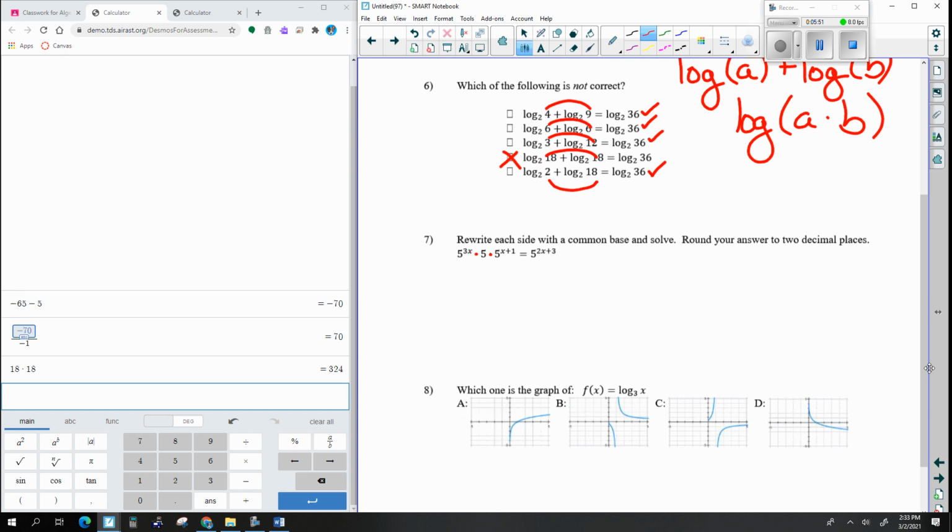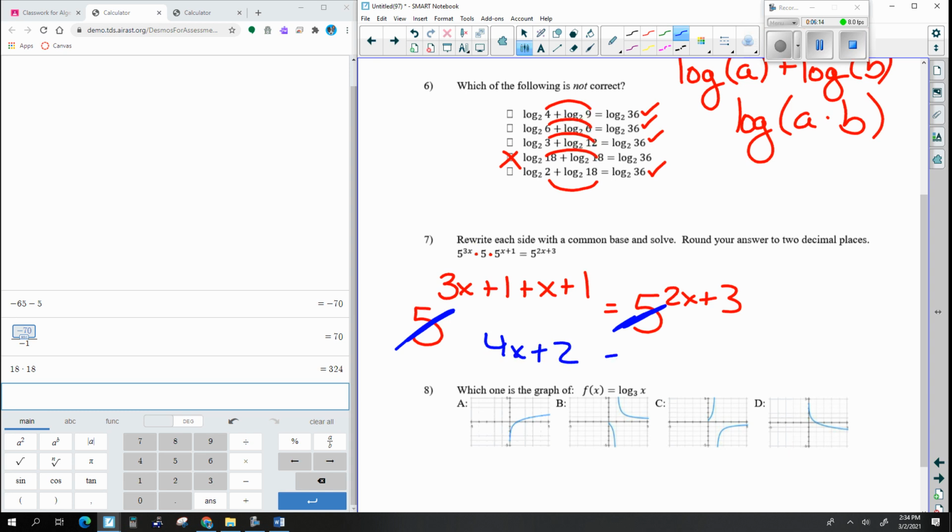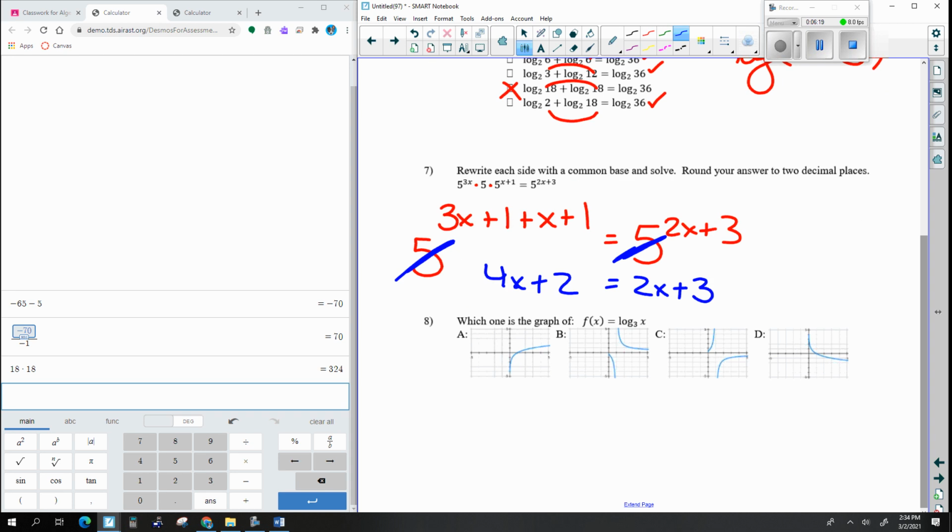Okay, multiplication is addition of the exponents. So the exponents are 3x, 1, and x plus 1. Okay. So these bases are the same. All I have to do is do the mathematics of the numerators. So this is 4x plus 2, 2x plus 3. I'll just write it into the next problem. So subtract 2x, subtract 2.